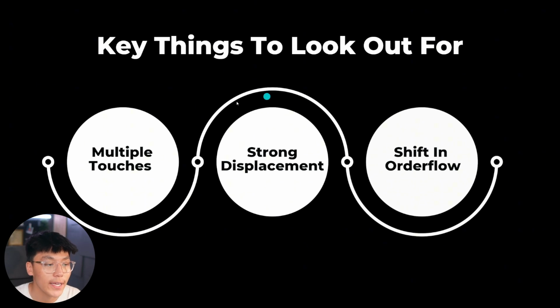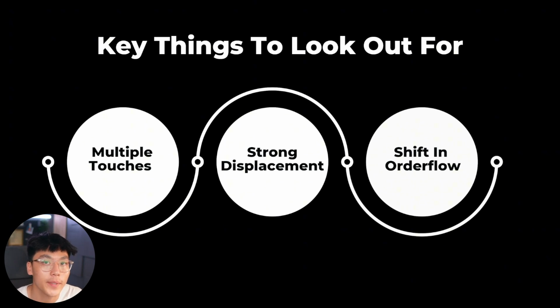Other things to look out for is strong displacement. Whenever you want to see supply turn into demand or demand turn into supply, what you want is strong displacement. You want to see a strong break above your supply zone or below your demand zone, and then you want to see a retest of that level to confirm that flip to either side. And then lastly, what you want to have is a shift in order flow. A shift in order flow essentially means that we have a market structure shift or a potential break of structure where now the order flow changes from bearish to bullish or bullish to bearish, and we start trending in either direction. So these are the main things to look out for when identifying and trading these flip zones.